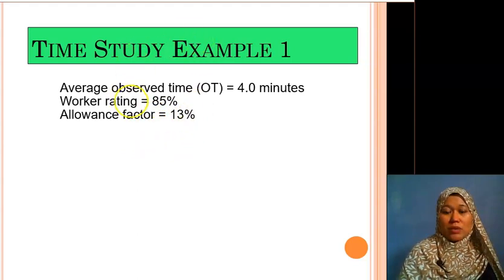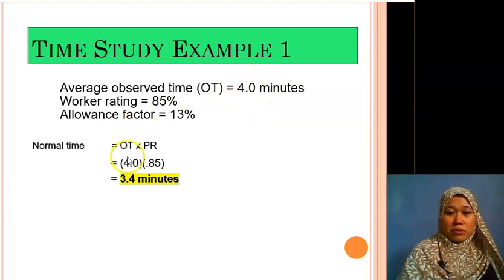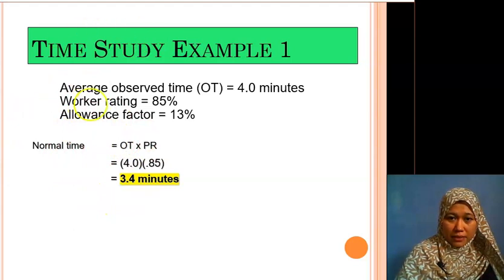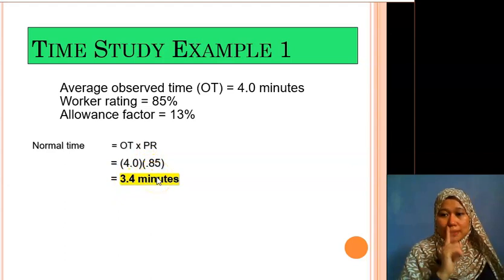Okay, so we need to calculate first the observed time. Since they gave the average observed time, we can go to the next step, which is the normal time, which is the observed time times the performance rating, in this case 85%. From the 85%, you need to convert into decimal, 0.85, and then you have 3.4 minutes for the normal time.